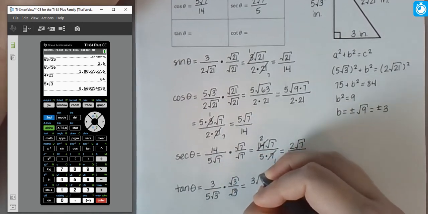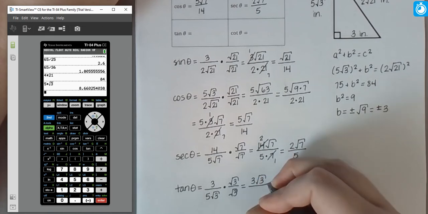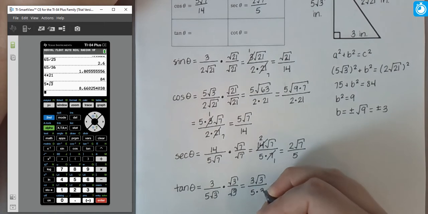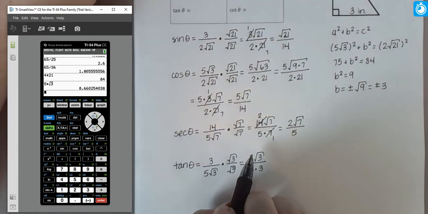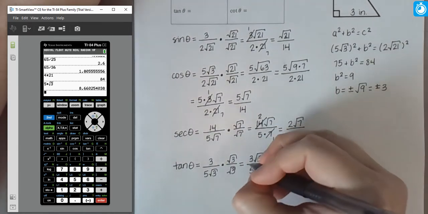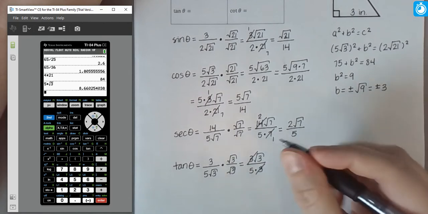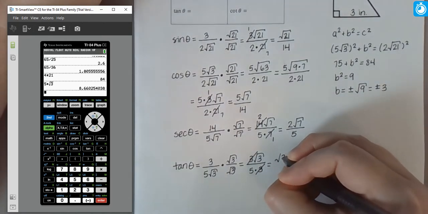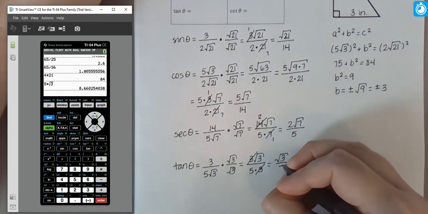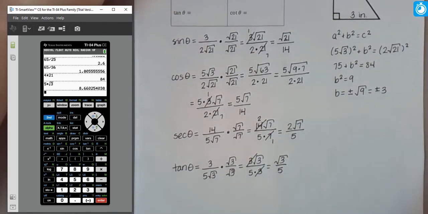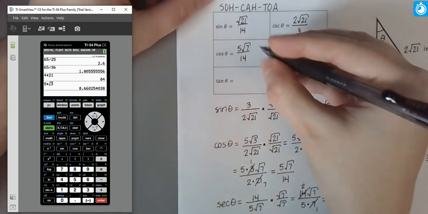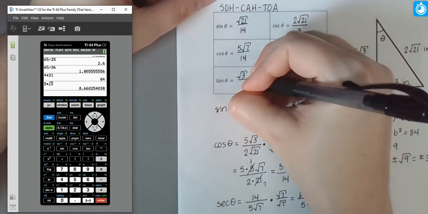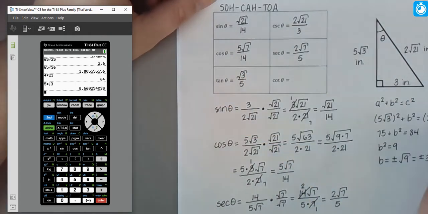The numerator is going to be 3 root 3. In the denominator we have our 5, and we now have that rationalized 3. We have that common factor among the rational parts. So that is eliminated, and both of those just go to 1. So that means our new numerator is going to be root 3, and our denominator is going to be 5. So the tangent value is going to be root 3 over 5.